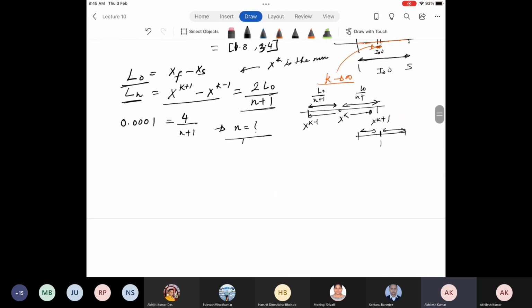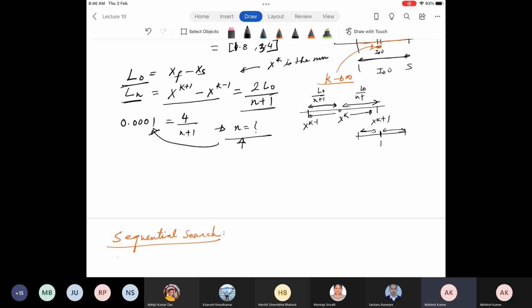So from here n will be known, how many evaluations you should do to reach this kind of resolution of your final interval of uncertainty. So having said that, any questions? This is mostly to explain how intervals of uncertainty work.